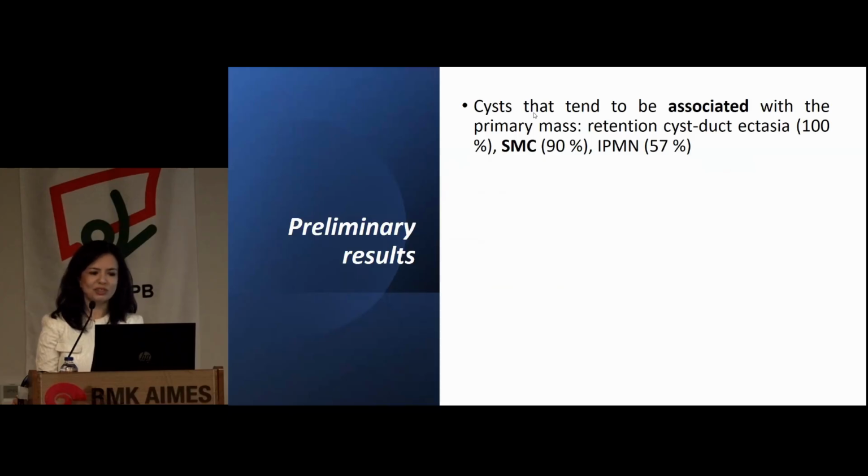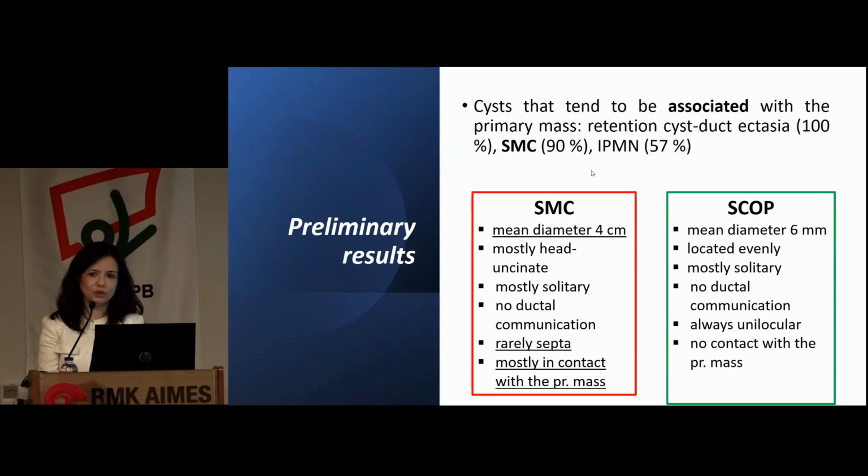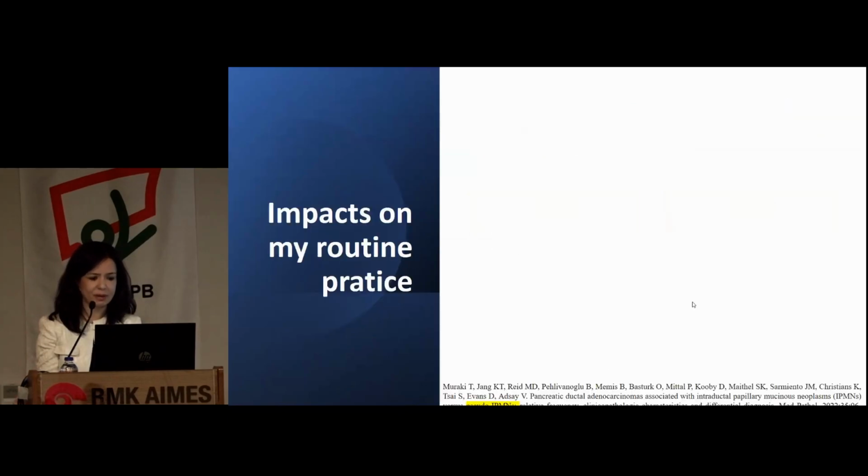I think this point is very important. Cysts that tend to be associated, I mean adjacent or very close, with the primary tumor were, as expected, retention cysts all the time, but in 90% of cases, they related with SMCs. We tried to further investigate the imaging features of SMCs and SCOPs. The mean diameter was larger in SMCs. They rarely had septa, but SCOPs never had septa. SMCs were mostly in relation with the primary mass. SCOPs had no contact with the primary mass.